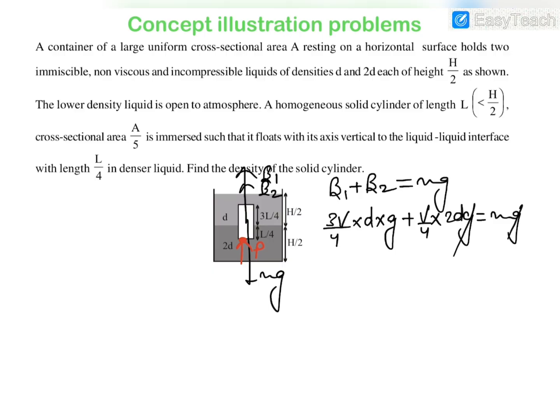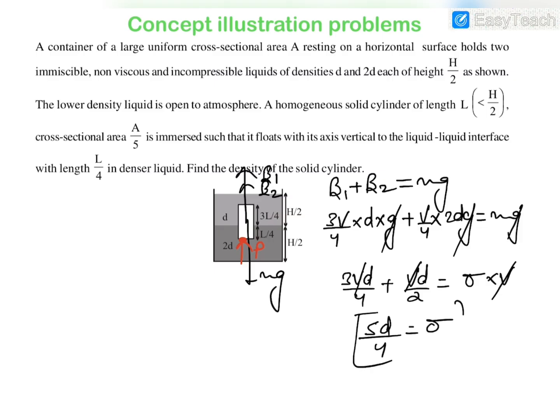Cancelling g with g, it is 3VD by 4 plus VD by 2, and that is equal to m, and m will be equal to sigma into V, where V is the total volume of the solid. So cancelling V with V, this will be equal to 5D by 4, and this is sigma. So the value of sigma will be 5D by 4.